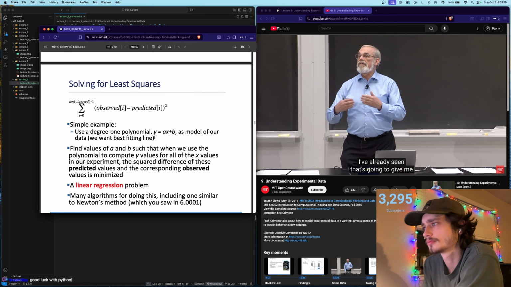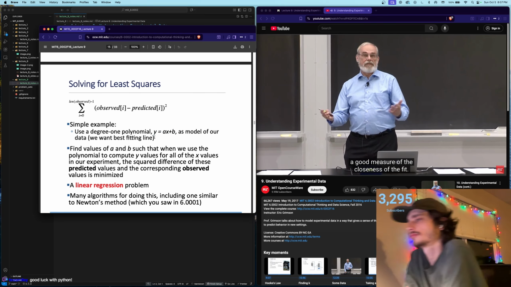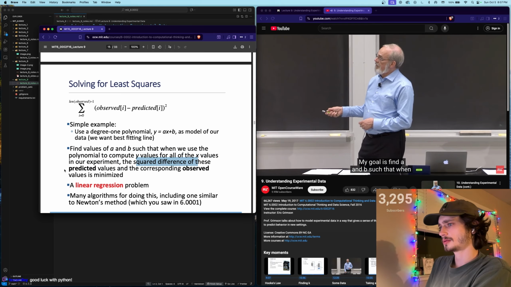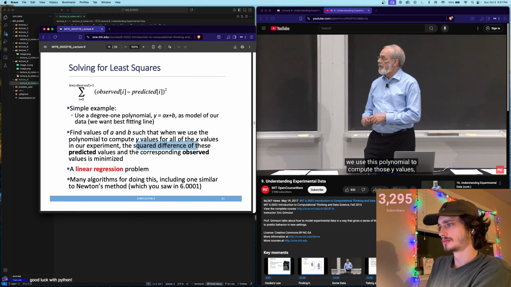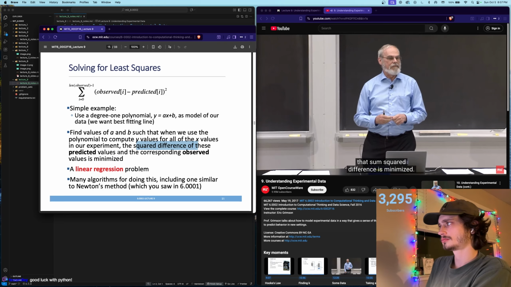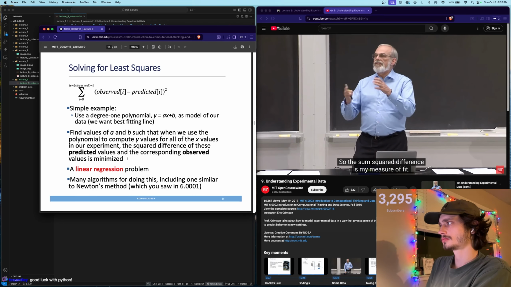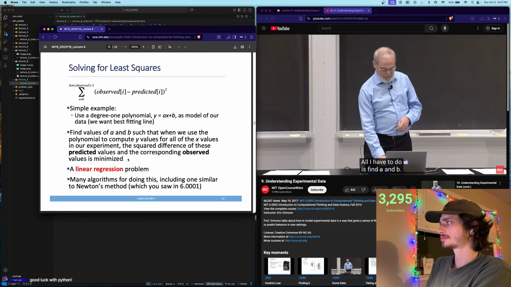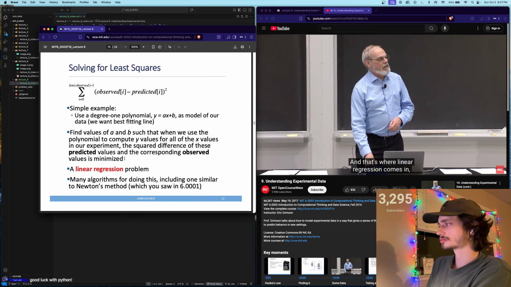I've already seen that's going to give me a good measure of closeness of the fit. And the question is, how do I find a and b? How do you find values when you use the polynomial? My goal is to find a and b such that when we use this polynomial to compute those y values, that sum squared difference is minimized. Okay, so the sum squared difference is my measure of fit. All I have to do is find a and b. And that's where linear regression comes in.